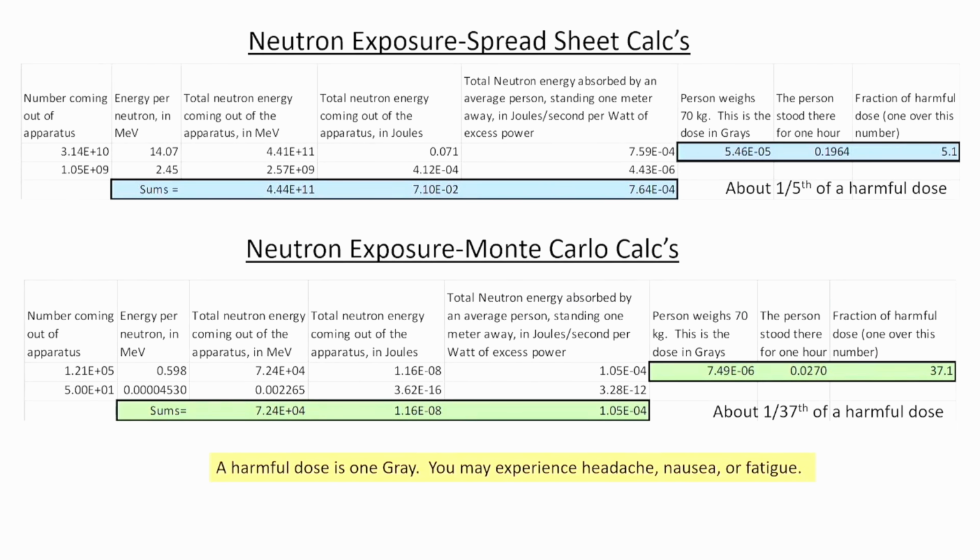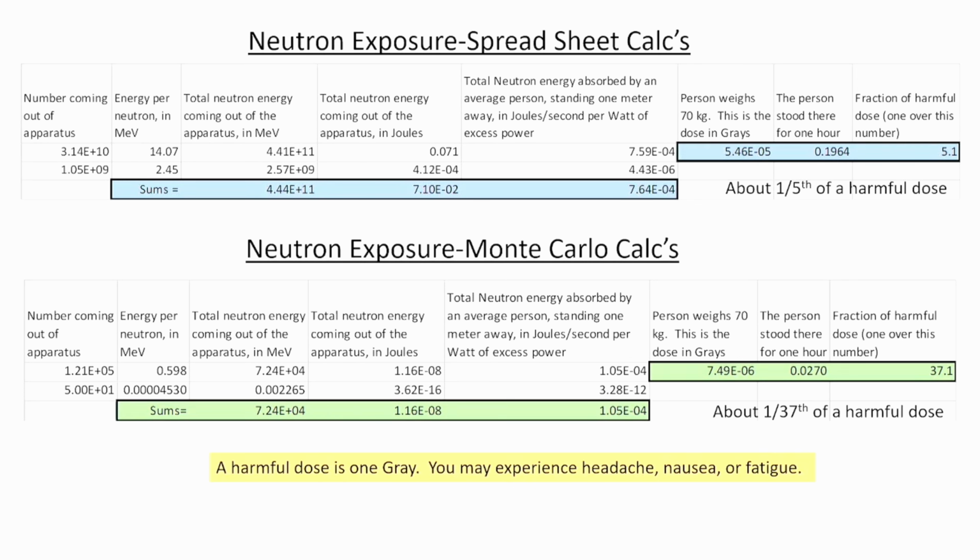Let's look at neutron exposure. So what I have here is the number coming out of the apparatus, the energy that they come out at, and the total neutron energy coming out in joules. Okay, the total neutron energy absorbed by an average person a meter away for a 1-watt reactor.